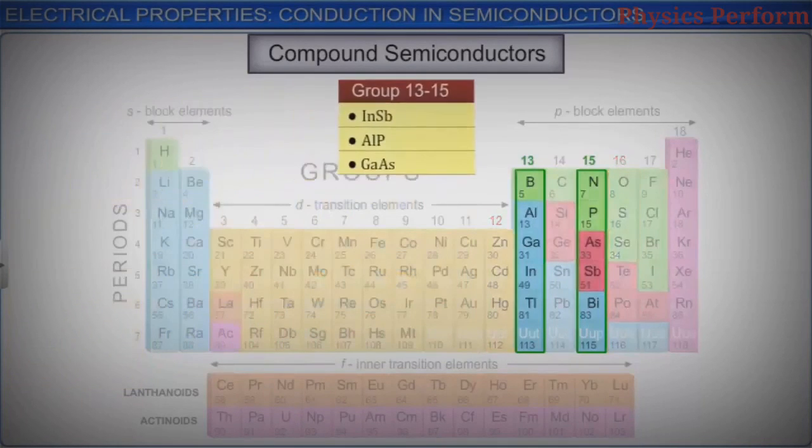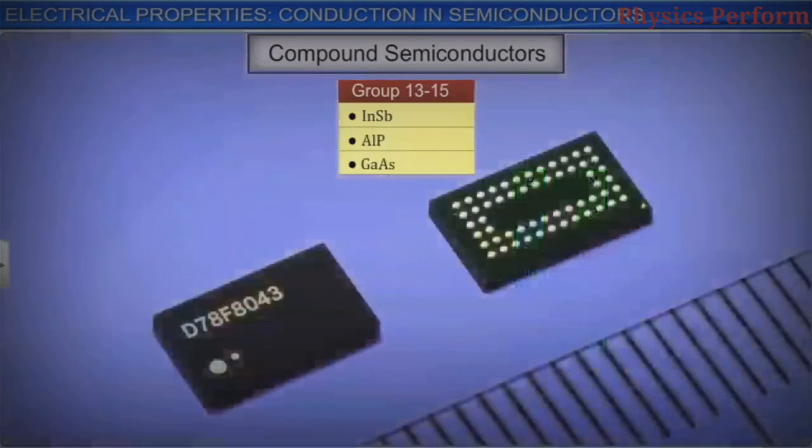Some typical compounds of groups 13-15, like indium antimonide, aluminium phosphide, and gallium arsenide have revolutionized the design of semiconductor devices. Gallium arsenide has some electronic properties that are superior to those of silicon, which makes it an excellent material for space electronics.